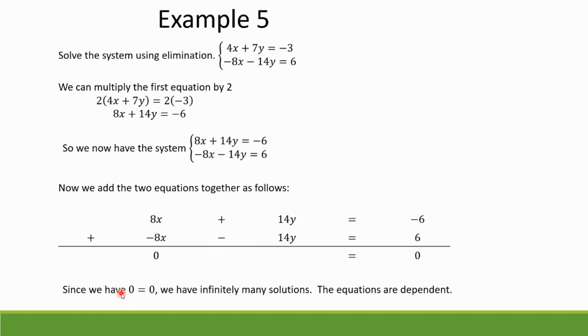And remember, when we get something like this, 0 equals 0, right? That tells us there are infinitely many solutions. And the equations there are dependent. Okay? The equations there are dependent. Okay, since we get 0 equals 0, we have infinitely many solutions. These equations are dependent. I mean, if you were to graph these two in Desmos, you would have 2 lines, but they overlap each other.